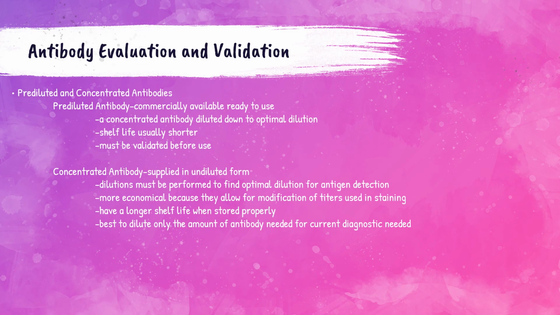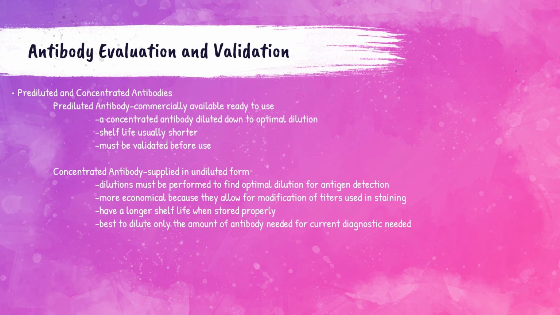Antibodies can come into the laboratory in two different forms, pre-diluted or concentrated. Pre-diluted antibodies are ready-to-use solutions that can be purchased from a vendor. The vendor takes a concentrated antibody and dilutes it down into an optimal dilution for use. Because of this dilution, the shelf life is decreased, meaning its expiration date is going to be shorter. Pre-diluted antibodies must be validated to ensure they work properly before using it on a patient's sample.